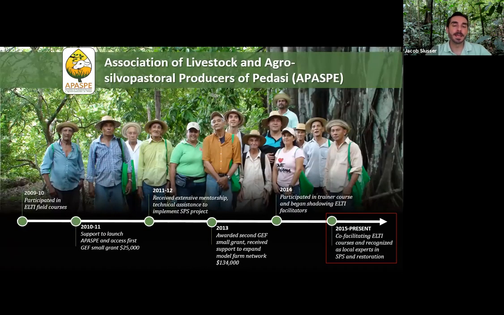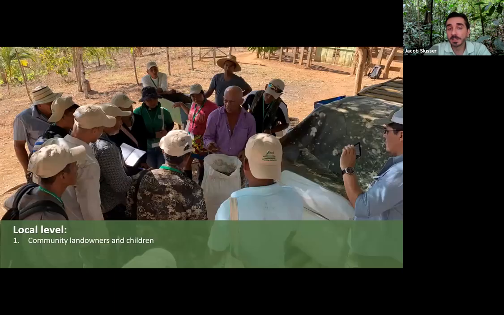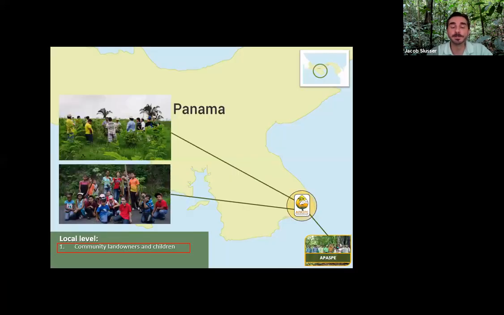And so now that you have a better idea of how APOSPE members develop leadership skills as trainers, let's take a closer look at the specific role and impacts that they've had scaling up restoration efforts in Panama in the past 5 years. So I'll start with the local level and describe their initial efforts as trainers and basically for other farmers and children from their community.